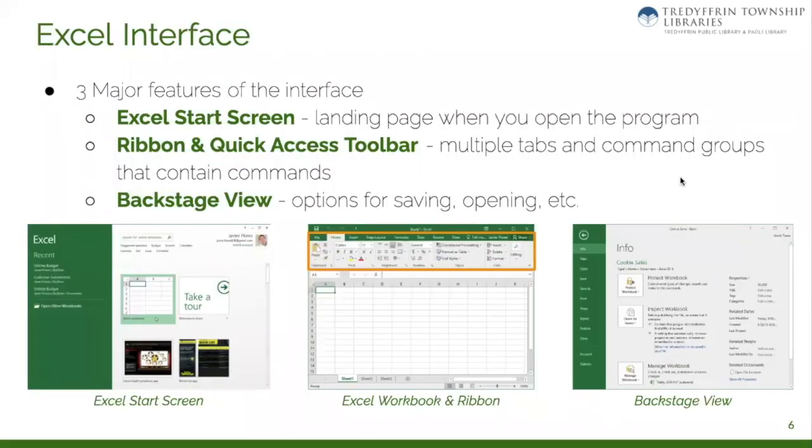Next, I just wanted to provide some information about the interface itself: what the program looks like when you open it up, how you will access different parts of the program, and also how to save and open. The three major features of the interface include the Excel start screen. It might look a little different if you have a newer version of Excel, but this is the 2013 version, and this is the landing page when you open the program.